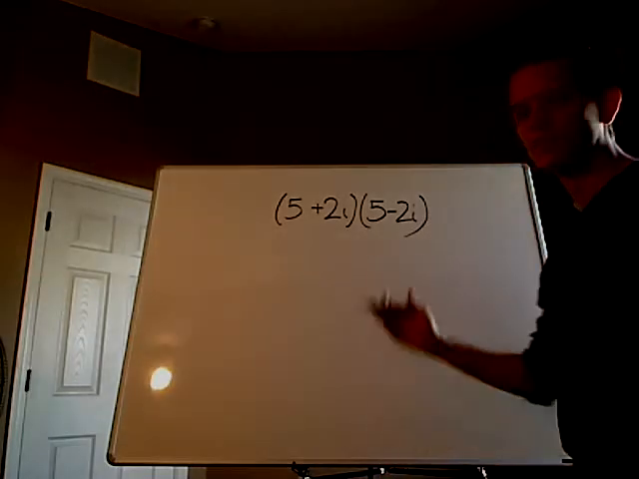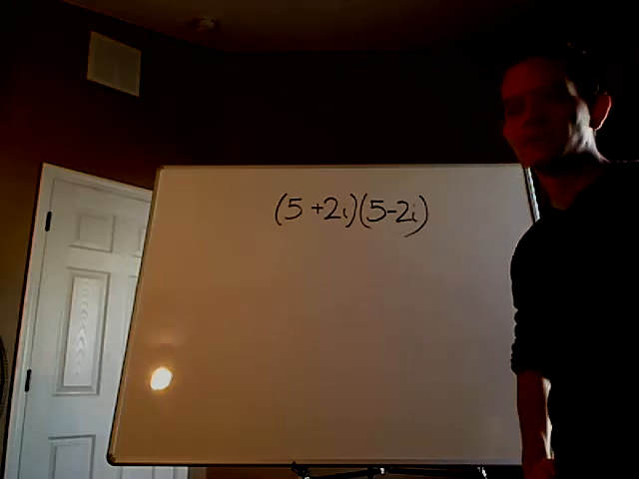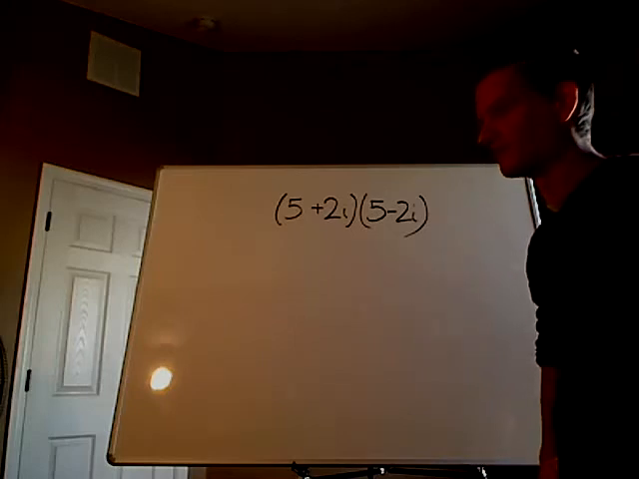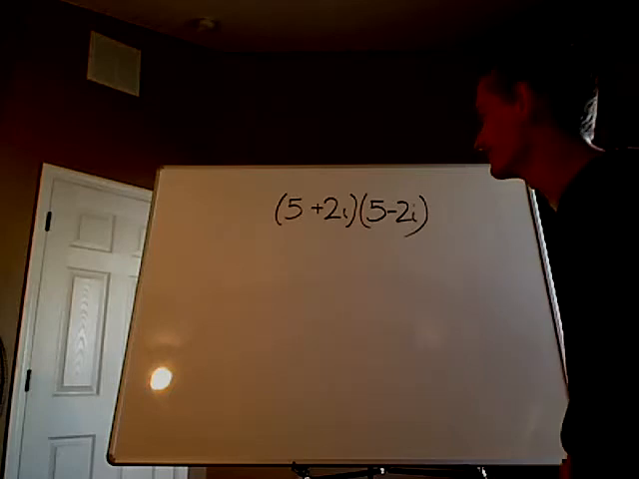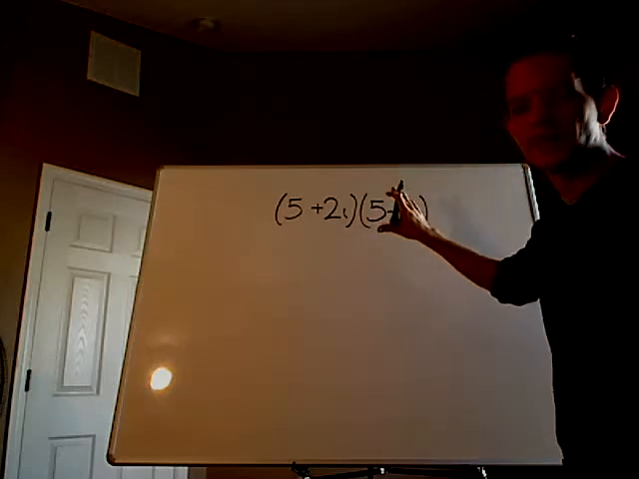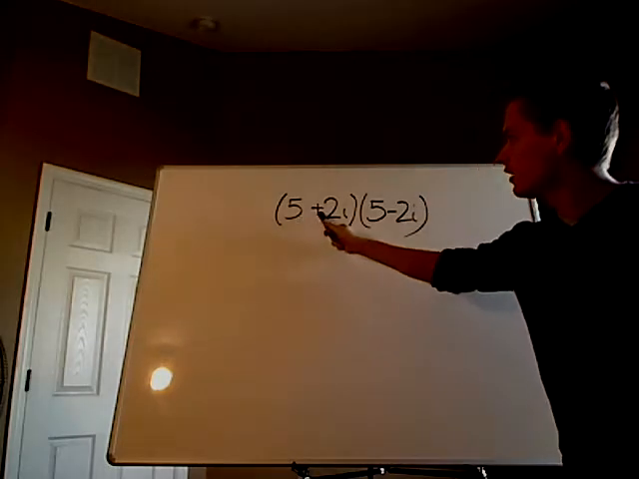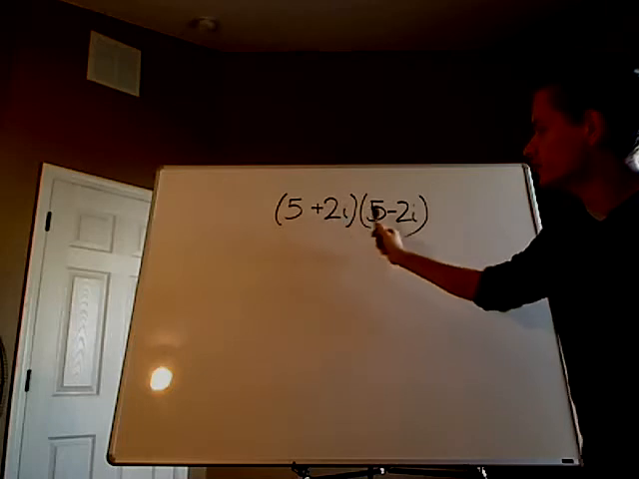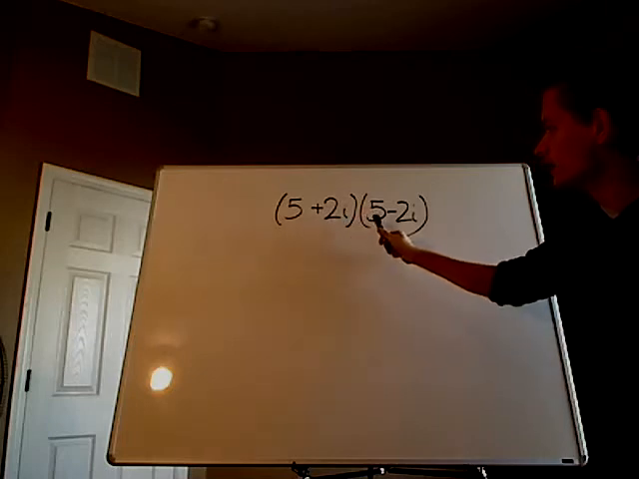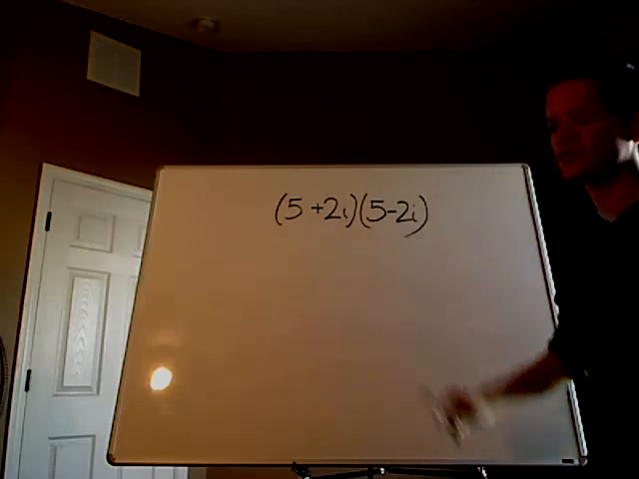Alright, let's say that you have a problem like this. This problem is relatively easy if you know what to do. Of course, it's always easy if you know what to do. But what you want to do first is take the time and work this problem out. It is (5 plus 2i) in parentheses, and then the other set of parentheses, (5 minus 2i).